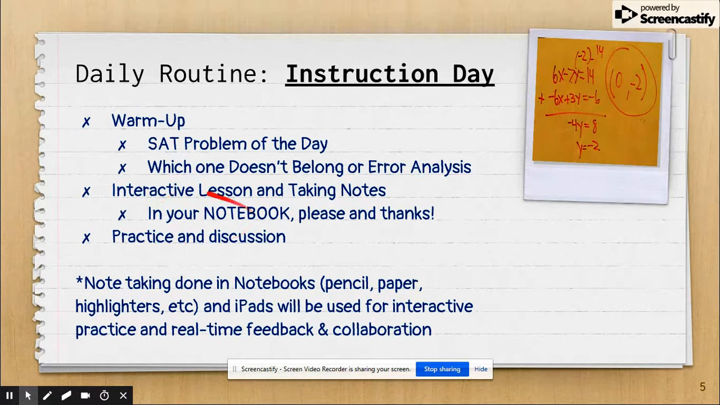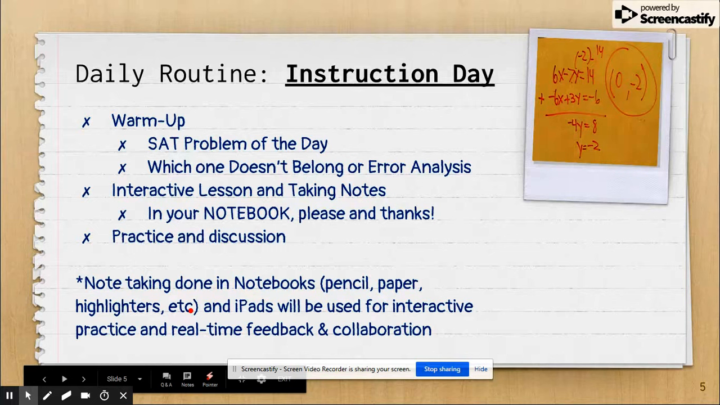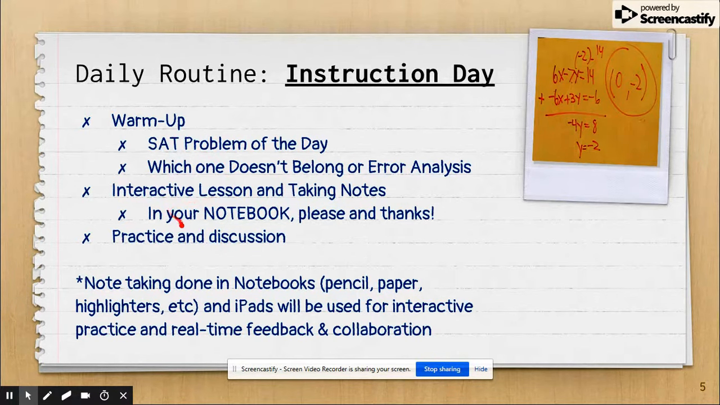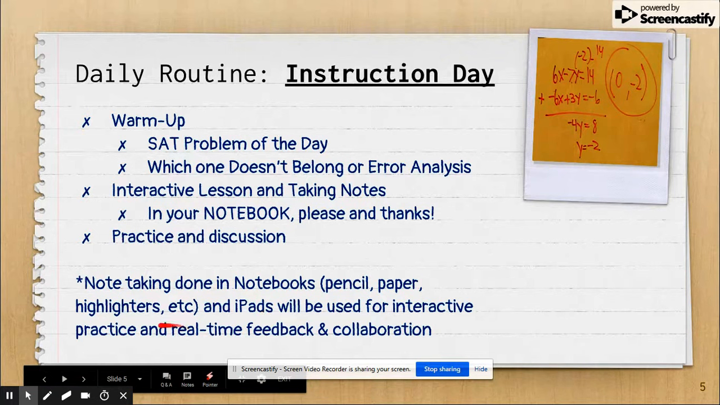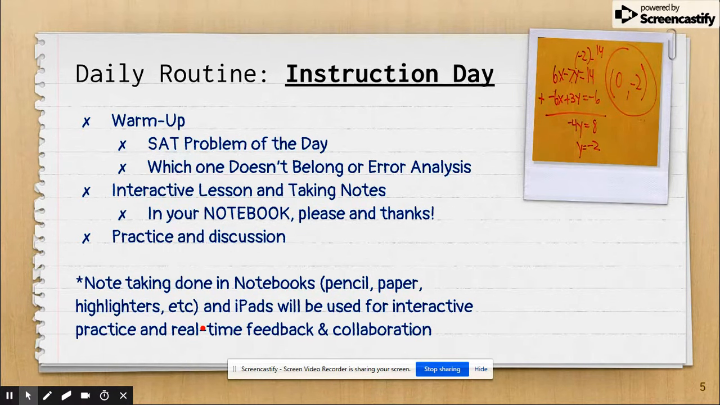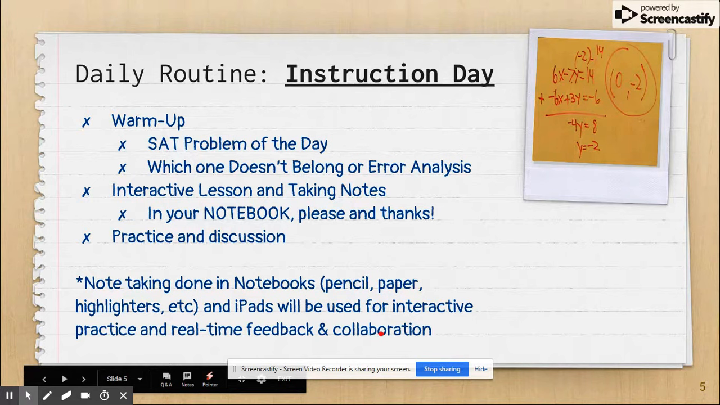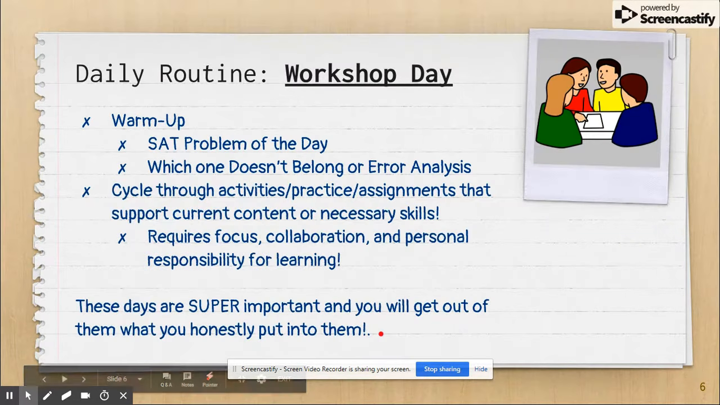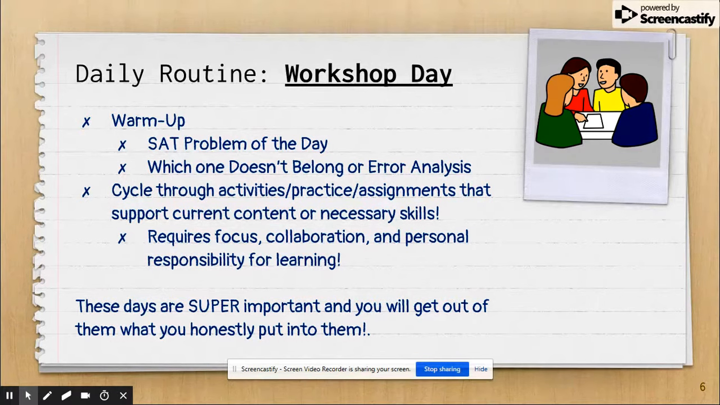If you notice here, discussion, interactive, my class is going to involve a lot of us working together as a team to master this content. So just to reiterate what I said earlier, note-taking is done in your notebooks. You use pencil, you use paper, highlighters, etc. It's very visual, very interactive. Because the iPads are going to be reserved for something else. During our interactive lesson or even during practice, our iPads are going to be used for those practices so that I can see in real time your work and provide you feedback, and so that you can collaborate with your peers.